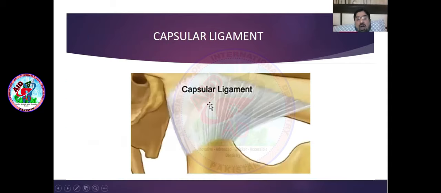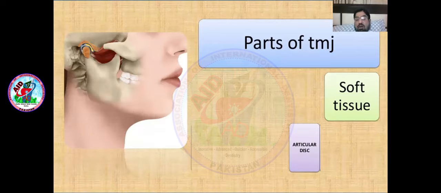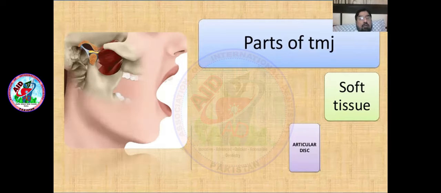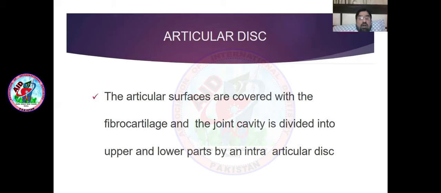Now that is the picture of the capsular ligament. It comes slightly here and is attached right here. It is loose above, but very tight at the area of the neck, and it covers the whole area. Beneath is the condyle, and that is the glenoid fossa, and this capsular ligament attaches itself all along the base. Now comes the articular cartilage. The articular cartilage is a wonderful portion which gives clear-cut movement of the condyle without any resistance. Articular cartilage is covered with fibrocartilage.